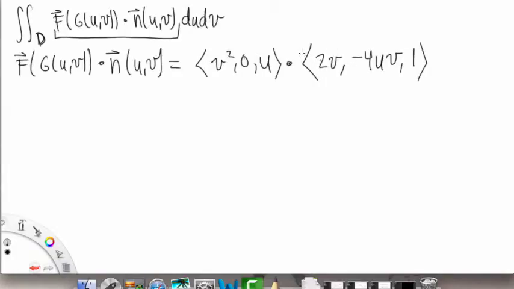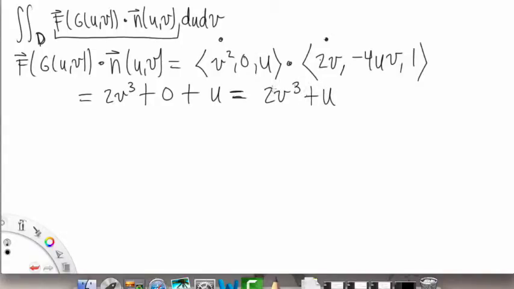Okay, so we're just going to dot this out by multiplying the first two components first. So we get 2v to the third. And then we add the product of the second components, that's just a 0. And then for the last components, just a u. So our integrand, I'm still not sure if that's the right term, but the thing being integrated, is going to be 2 times v cubed plus u.